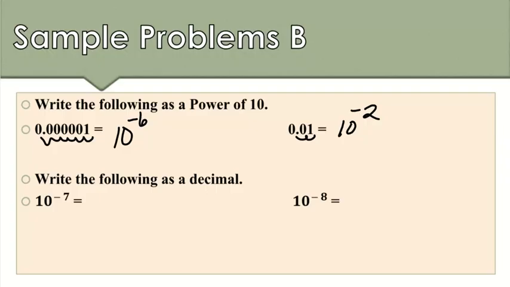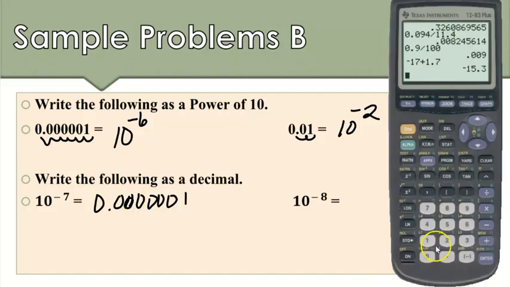Now we need to write the following as a decimal, so 10 to the negative 7th power. That means we're going to move the decimal point 7 places to the left. So that means we're going to have 0.000000 and then our number 1. Now to verify that this is correct, let's take a calculator out and let's do 10 to the negative 7th. So 10 raised to the negative 7th power. And we have 1 times e to the negative 7th, which just means we moved it 7 places to the left.